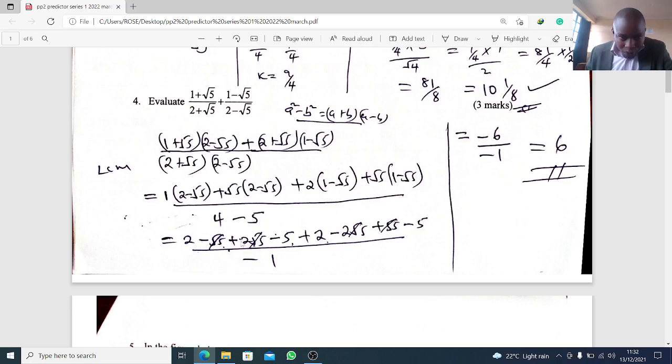So we have it here, so that we can now see negative root 5 and positive root 5 can cancel out. 2 root 5 and negative 2 root 5 can cancel out, so that we remain with the numbers, which is 2 minus 5. 2 minus 5 is negative 3. Negative 3 plus 2 is negative 1. Negative 1 minus 5 you get negative 6. So it will be negative 6, and this 4 minus 5 is negative 1. Negative 6 over negative 1 gives you 6. So that is how you want to solve this question.